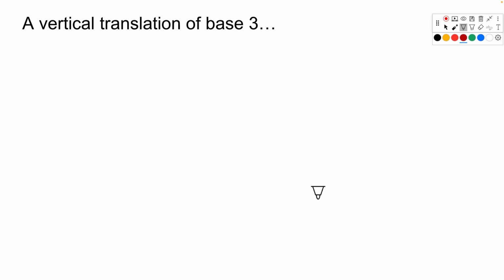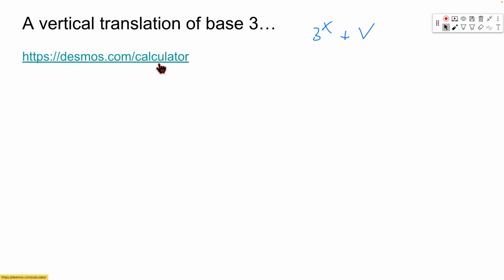So if we wanted to vertically translate something with a base of 3, what would we do? Let's think through this. So if I had 3 to the x power, how do I move it up? Plus something, right? Plus, we'll call it plus v for vertical. If v was negative, what would it do? Move it down, okay? And again, you can play with it. See that works.